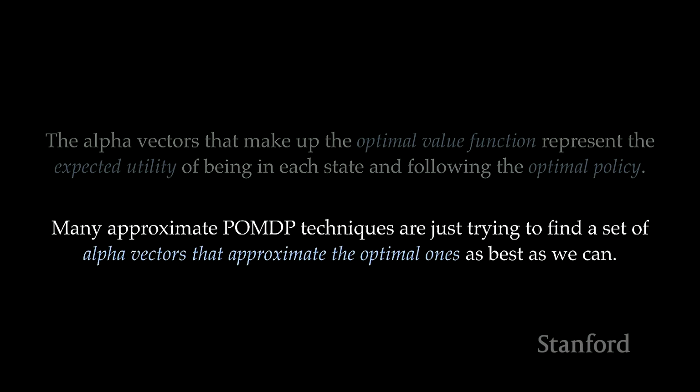And so what we do with these offline approximate techniques is basically we're just trying to find a set of alpha vectors that approximate the optimal ones as best as we can. So again, we don't know what the optimal ones are typically, and so we're going to try to come up with all these different heuristics and ideas that get us a good set of alpha vectors that's close to the optimal policy so that we can get as good a policy as possible.